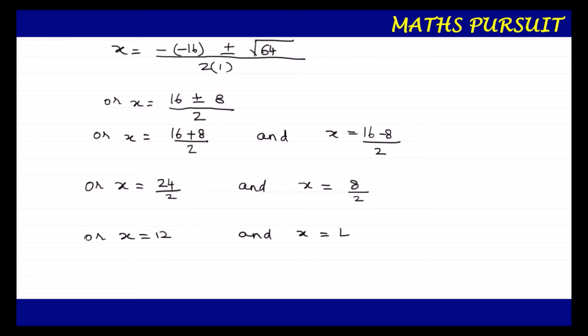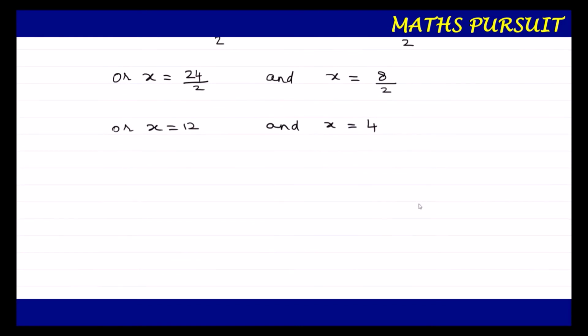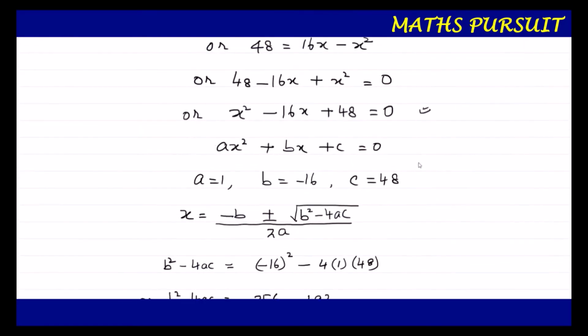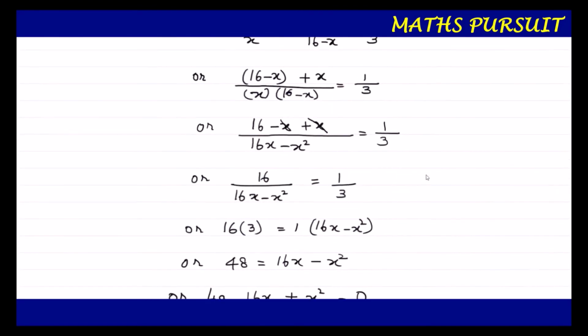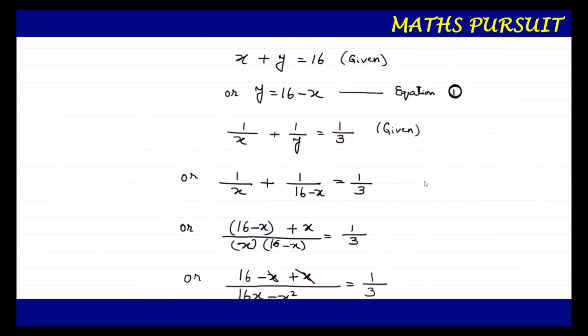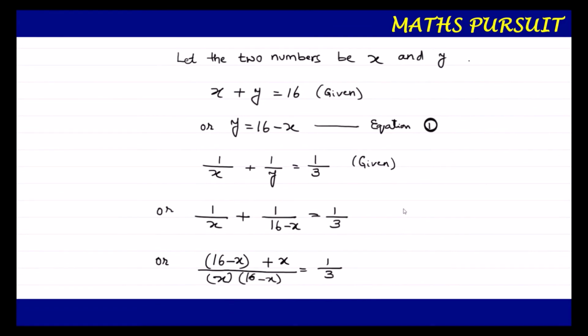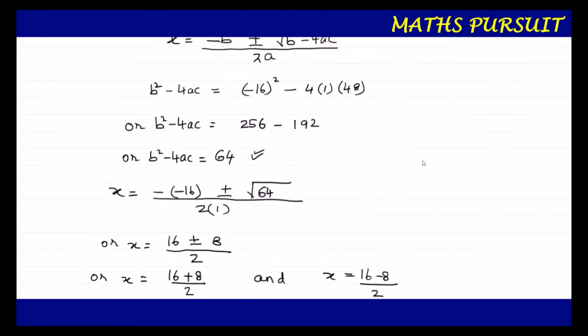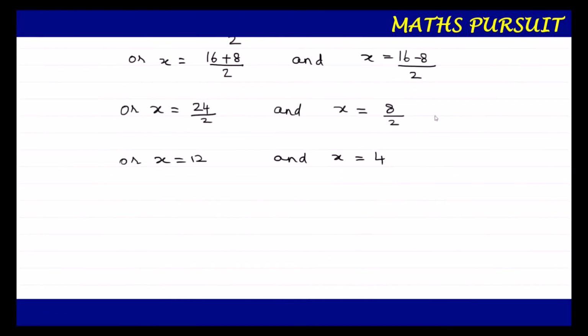Guys, I'm doing it step by step. I'm not skipping any steps so that you can understand what exactly I'm doing. So we got the value of x is equal to 12 and x is equal to 4. Now guys, let me show you what we are going to do. We remember that in equation number 1, we got y is equal to 16 minus x. So now let us put the value of x in equation number 1 and get the value of y.